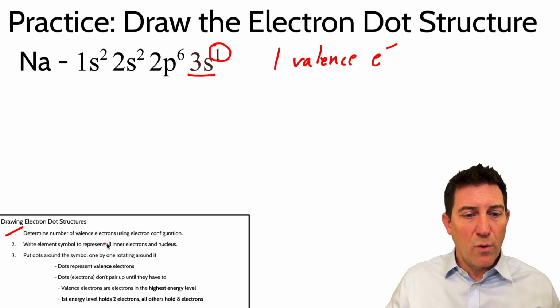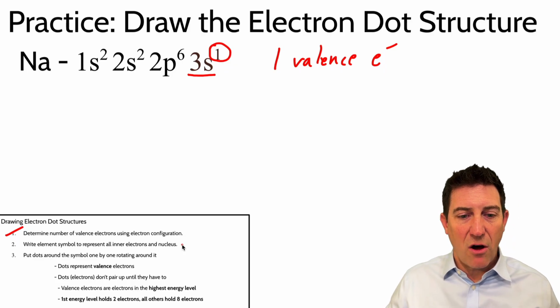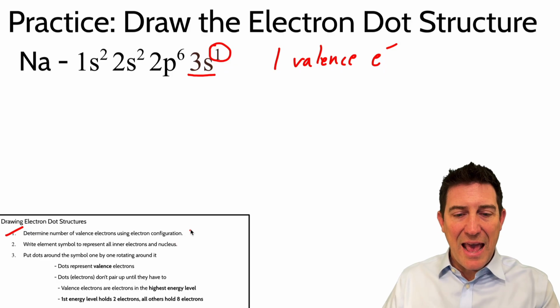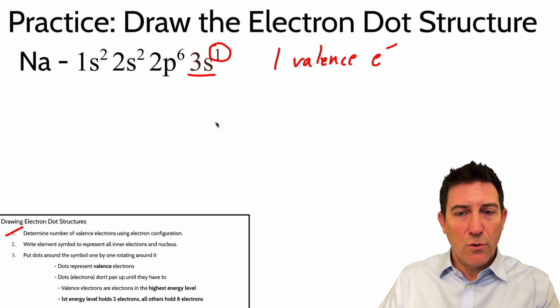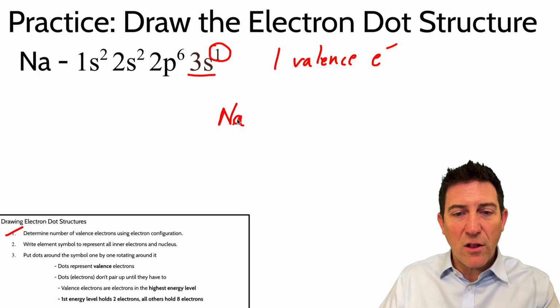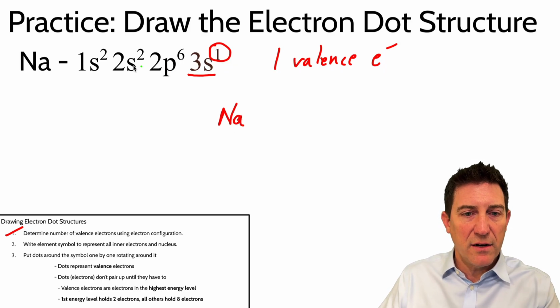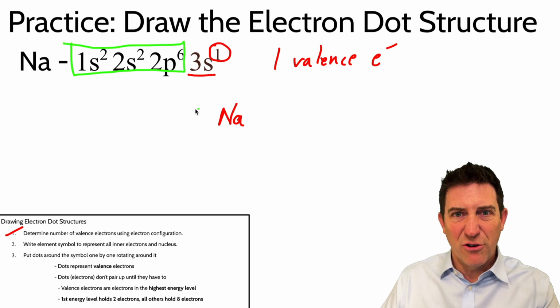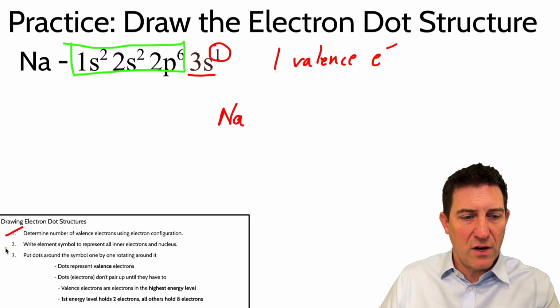Number 2, write the element symbol to represent all inner electrons and the nucleus. So we've got sodium, Na. That represents all of the electrons. That's these right here that we are not representing because they're just hanging out near the nucleus. And we're only concerned about this one guy that's living way out there. So we've done number 2.